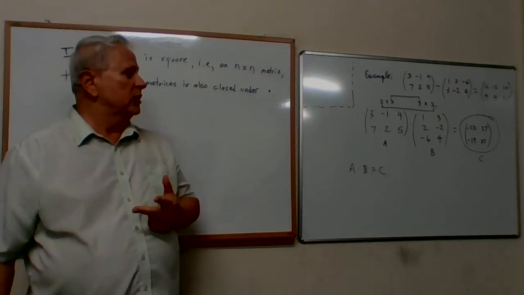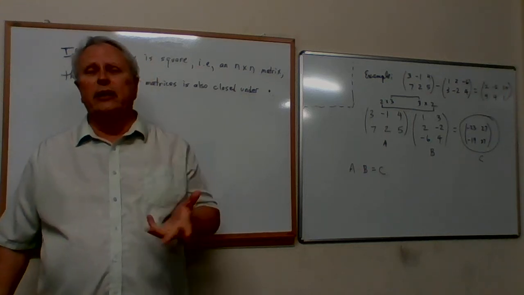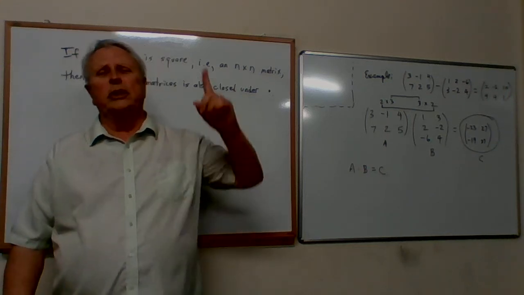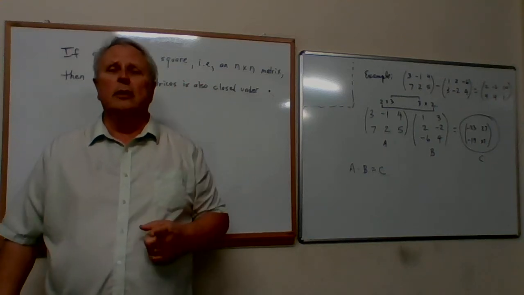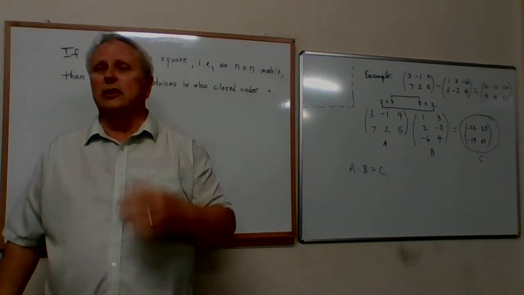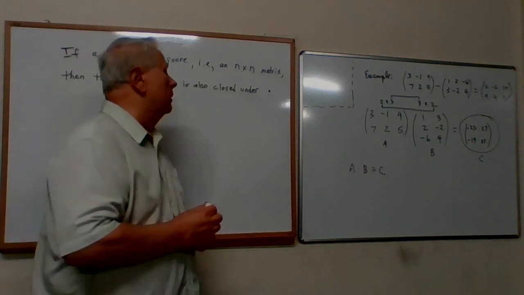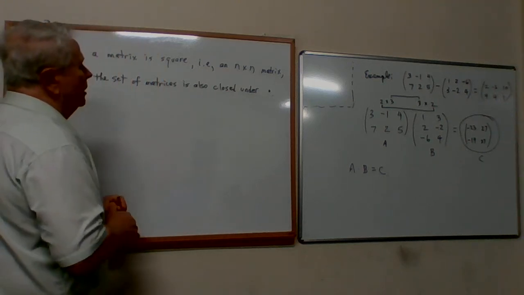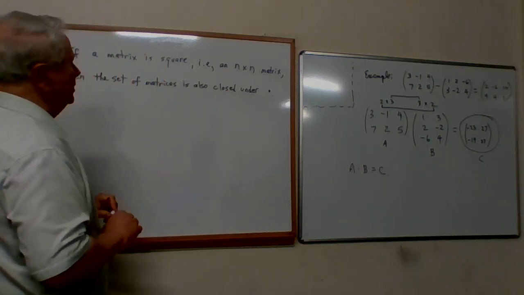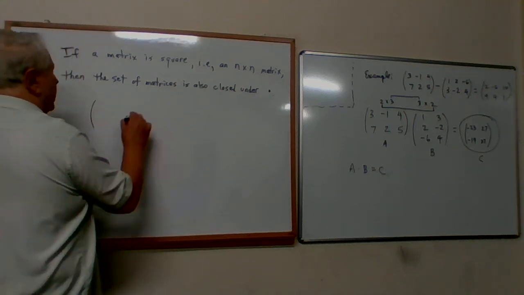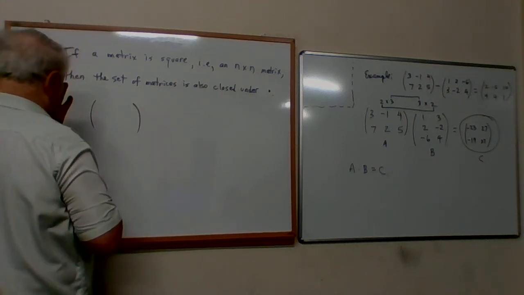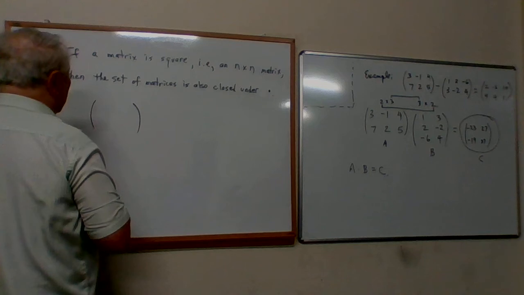Now the natural question is, are they closed under division? Can I find an inverse? And the answer is sometimes. And you'll be talking about that sometimes in linear algebra as well. But for now, let's do the multiplication on a couple of very select non-zero matrices.